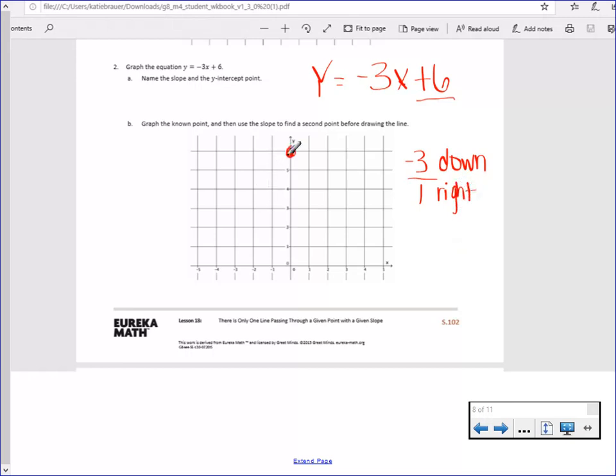I already have this point up here on 6. So what I'm going to do is go down 1, 2, 3, and right 1. You can make as many points as you want, but you technically only have to have 2 to make a line. So I could keep going down 1, 2, 3, right 1, and make another point. I'm going to connect my points with a line, and I'm done graphing that equation.